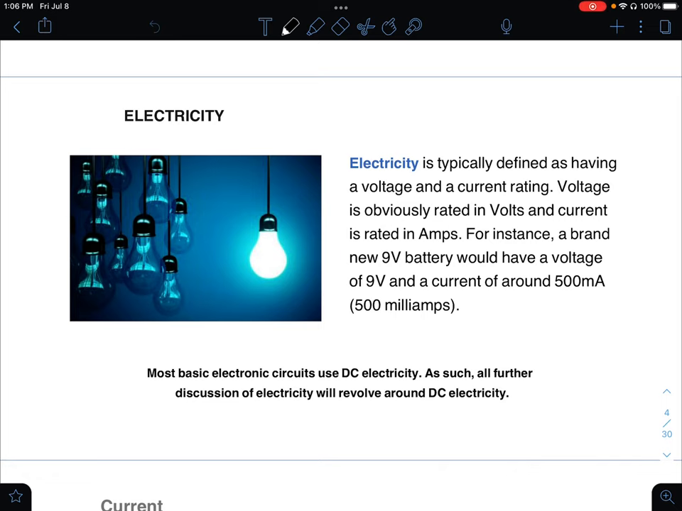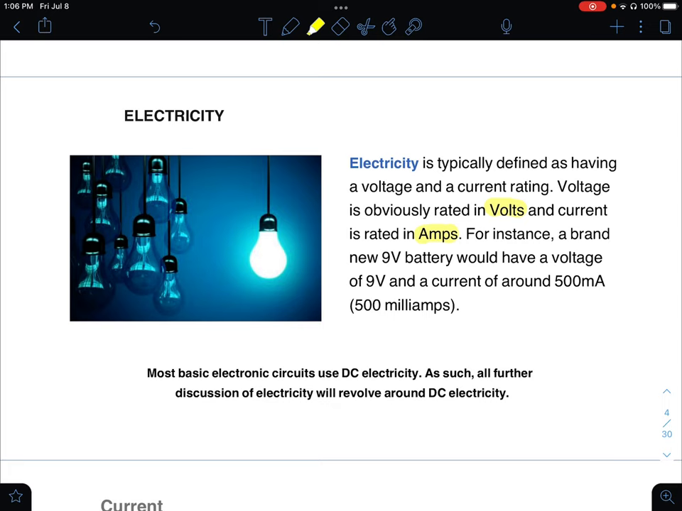Now, electricity is typically defined as having a voltage and a current rating. Voltage is obviously rated in volts, okay, volts, and current is rated in amps. So these are the things that you need to remember. Voltage is in volts, and current is in amps, in which current in physics, the symbol is I.